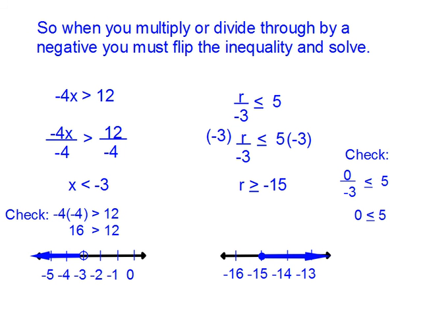Just always remember that when you multiply or divide through by a negative, if this coefficient is negative, and I divide through by a negative, you must flip the inequality and solve. You must. So that's a lesson on multiplying and dividing, solving one-step inequalities.